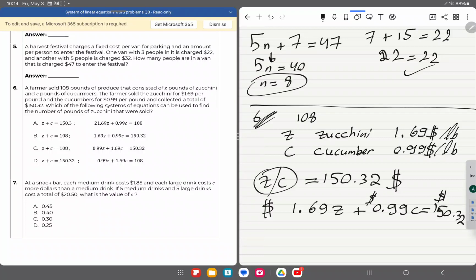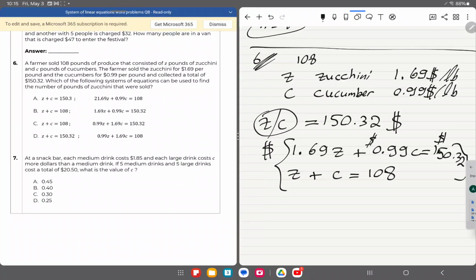Now, I want to calculate the pounds. So Z pounds, I don't know the number of pounds of zucchini, and they already told us Z is the pounds. So I don't know how many pounds of zucchinis, and I don't know how many pounds of cucumber, so I'm going to end up with 108. So this is my system of two equations, two unknowns. Now, I need to solve this.